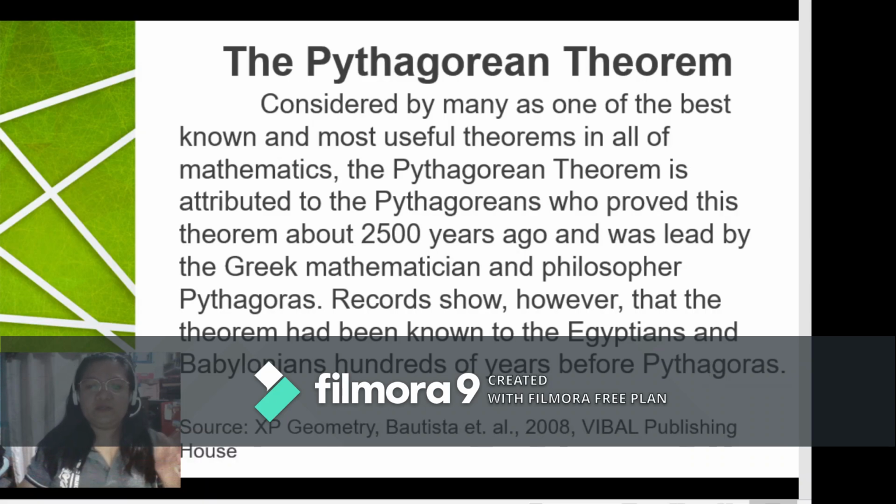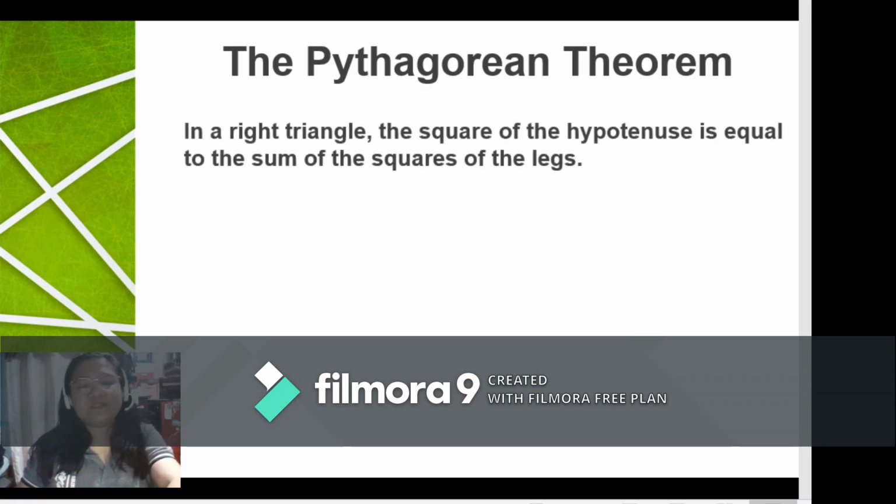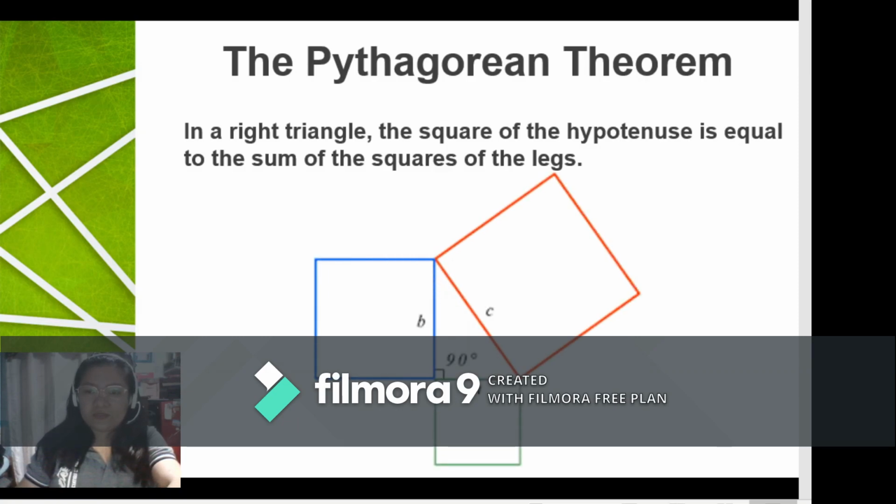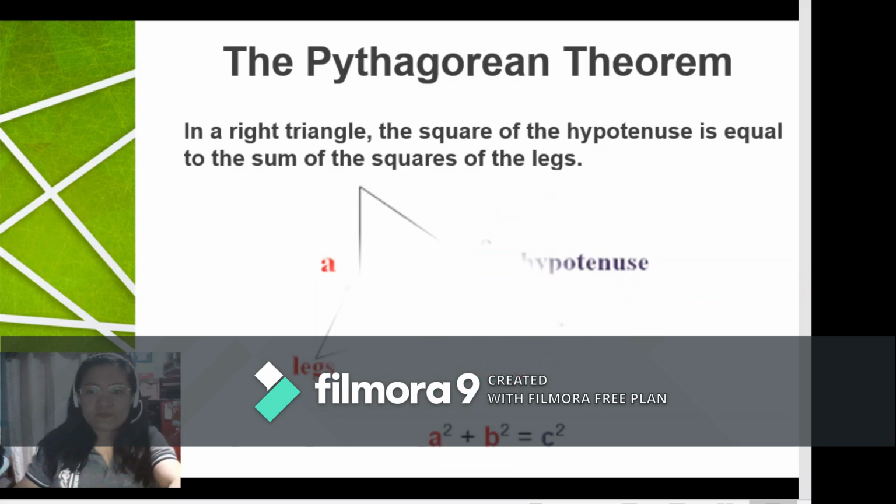The history came from an Egyptian geometry book. The Pythagorean theorem says that in a right triangle, the square of the hypotenuse is equal to the sum of the squares of the legs. So A is the side of the square on the base, B is the side of the square on the altitude, and C is the side of the square on the hypotenuse.